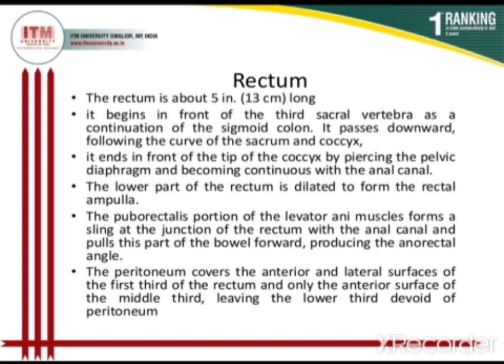The lower part of the rectum is dilated to form the rectal ampulla. The puborectalis portion of the levator ani muscles forms a sling at the junction of the rectum with the anal canal and pulls this part of the lower bowel forward, producing the anorectal angle. The peritoneum covers the anterior and lateral surfaces of the upper third of the rectum and only the anterior surface of the middle third, leaving the lower third devoid of peritoneum.